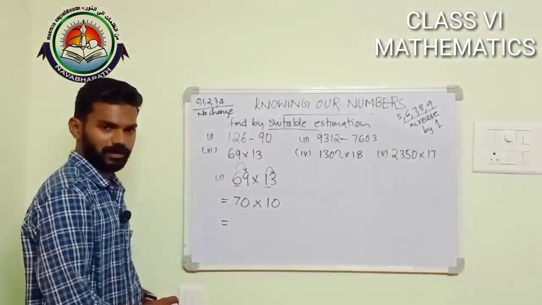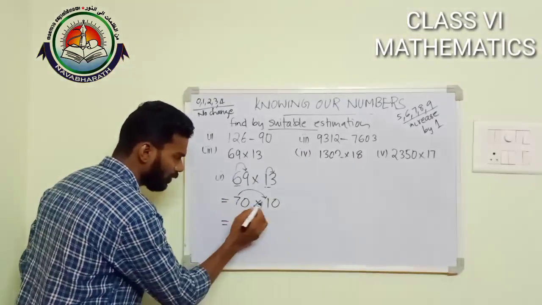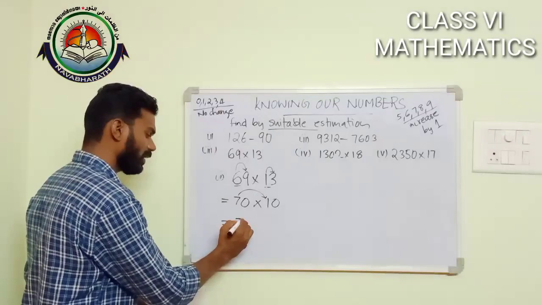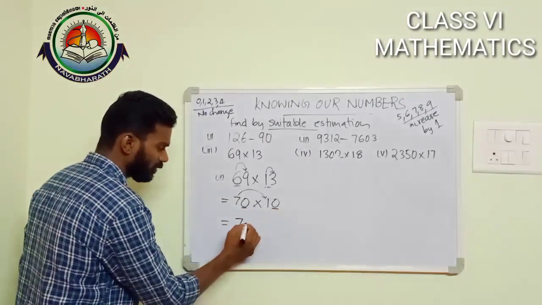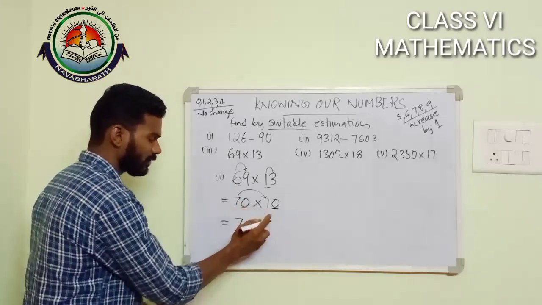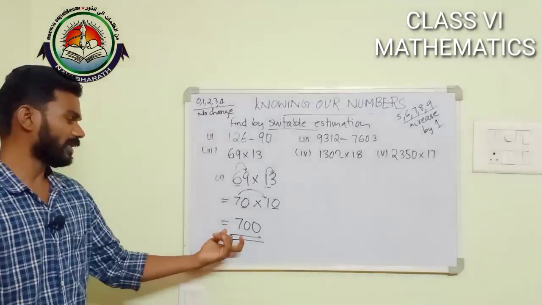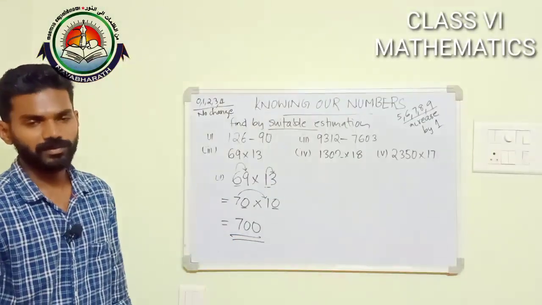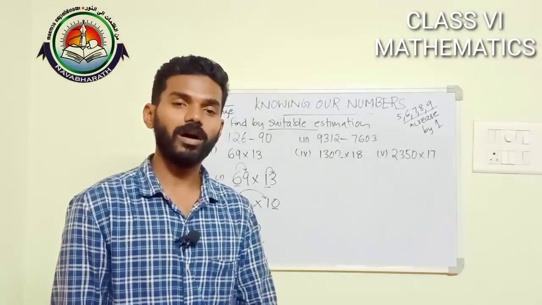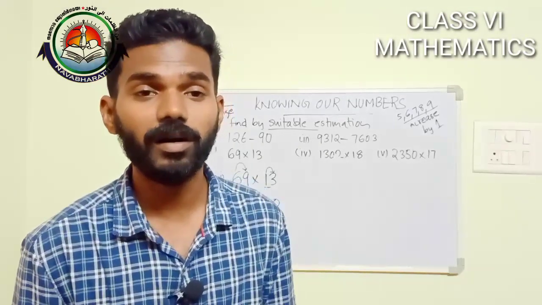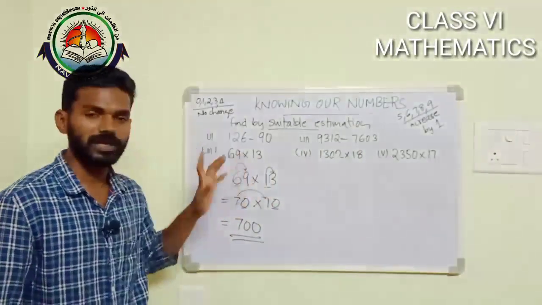70 into 10. First of all, we have to multiply 7 into 1. 7 into 1 is 7. Then how many zeros can you put? There is one 0 here, one 0 here. So the answer would have 2 zeros. So the answer would be 700. Clear? So I hope you got the concept of rounding off and estimation in multiplication.